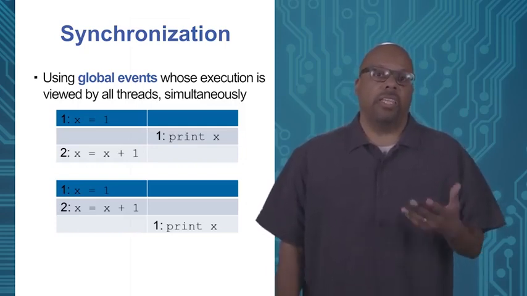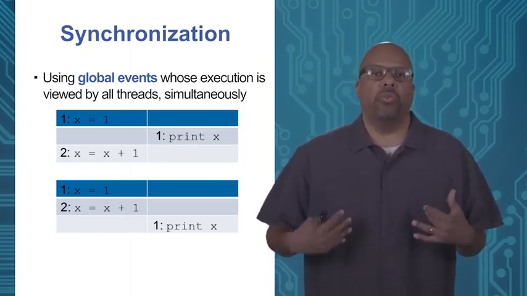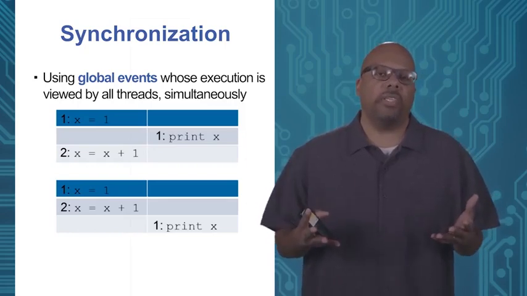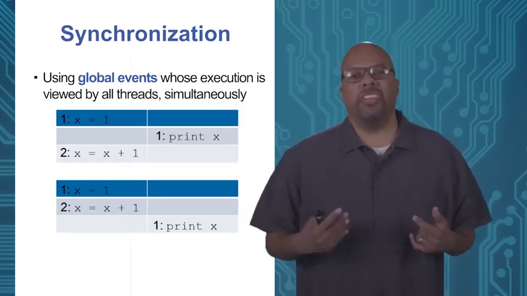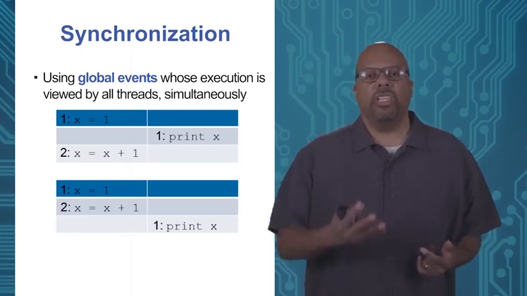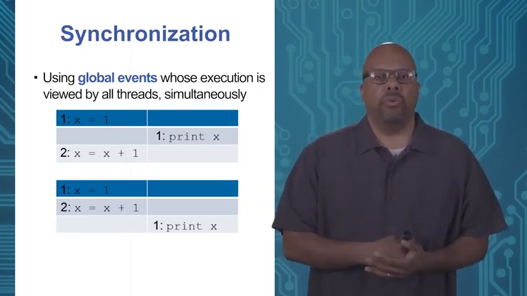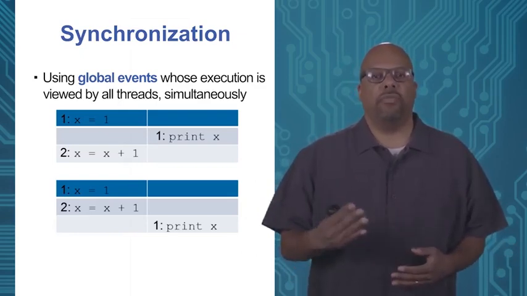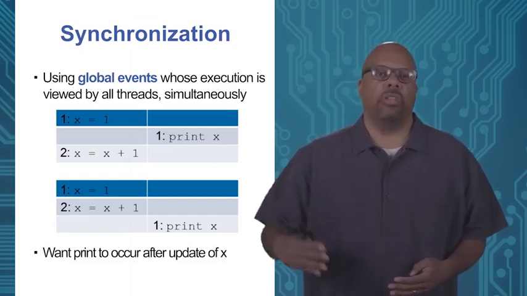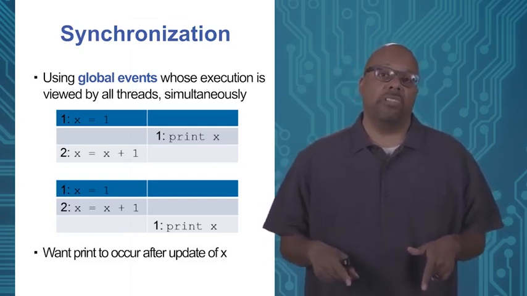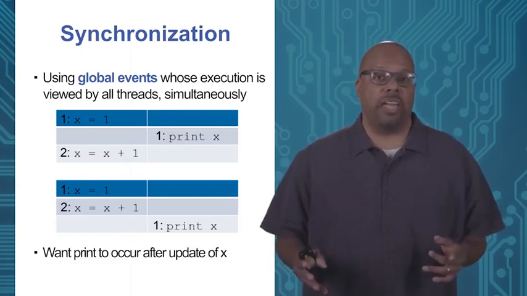Now, in order to understand what the correct operation of this little program is, we have to know what the intention of the programmer was. So let's assume that you want the print to occur after the update of x, after the x equals x plus 1. That means the bottom interleaving is okay, but the top one is bad.